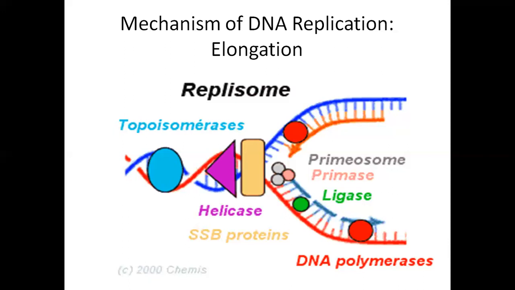Now, at this point, we have to discuss the direction of the replication. The replication may proceed in one or both directions from the point of origin. Replication in one direction is called unidirectional replication, while replication in both directions is called bidirectional replication, which has been reported in Escherichia coli, Bacillus subtilis, Salmonella typhi, phage, mammalian virus SV40, and mammalian cells. Bidirectional replication appears to be more common.